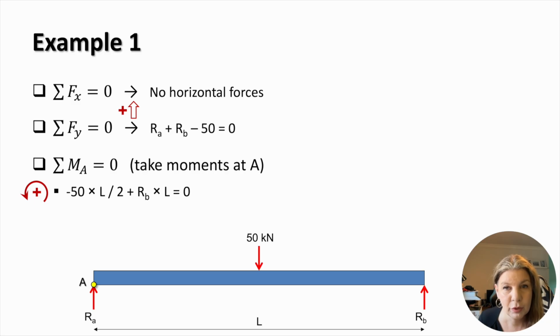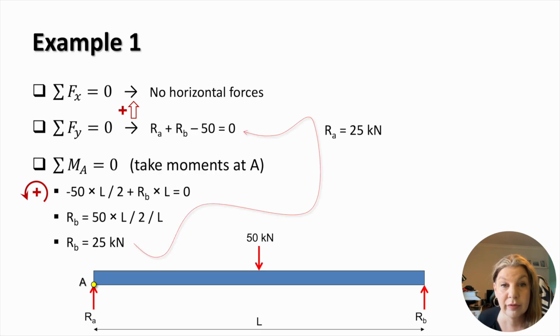Remember that moment is force times distance. Assuming that the positive direction of rotation is counterclockwise, the sum of moments will include the concentrated load times the lever arm, L over 2, and Rb times the distance, L. The first term in this equation is negative because the concentrated load rotates clockwise. The second term is positive because Rb rotates counterclockwise. Resolving this equation gives that Rb equals 25 kilonewtons, and now we can find Ra using the first equilibrium equation as Ra equals 25 kilonewtons. As a result, both reaction forces are identical, which is characteristic of a symmetric beam with symmetric loading.